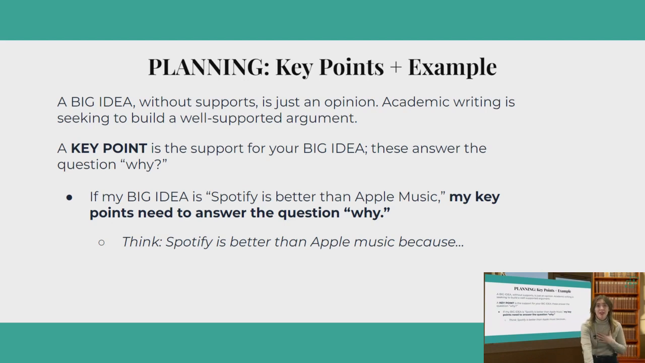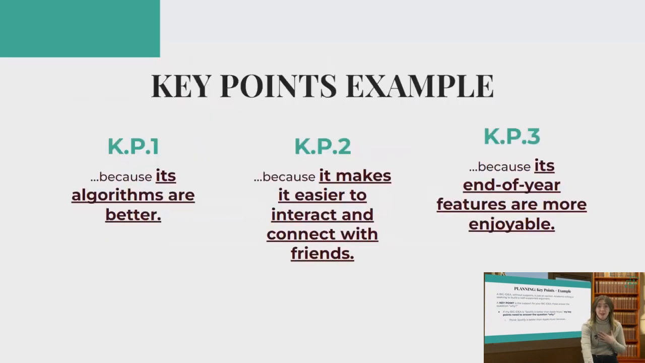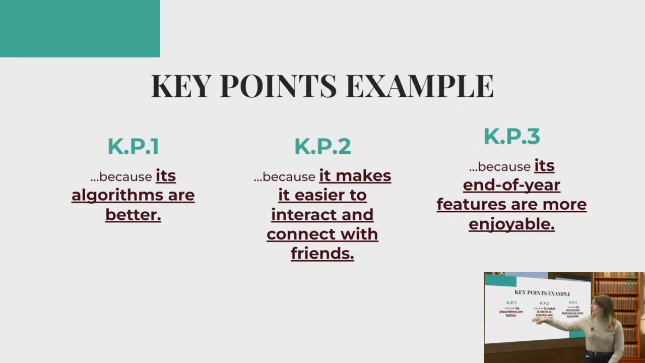So Spotify is better than Apple Music because 1, 2, 3. 1, because its algorithms are better. That's my first key point. 2, it makes it easier to interact and connect with friends. Second key point. 3, its end of the year features are more enjoyable. Boom. So I have now created a big idea and I've created key points.